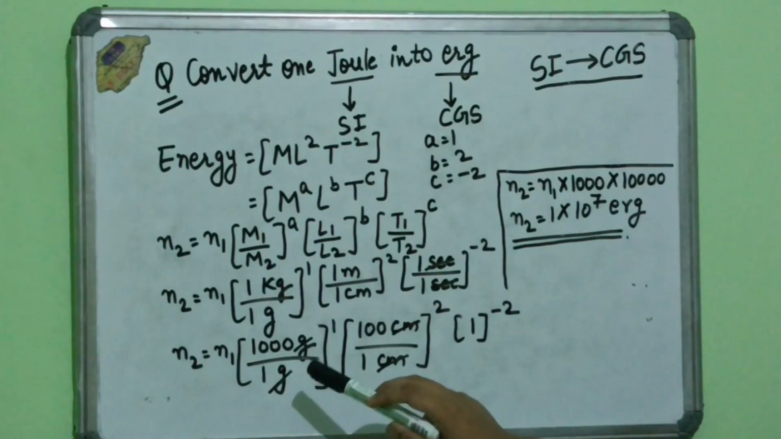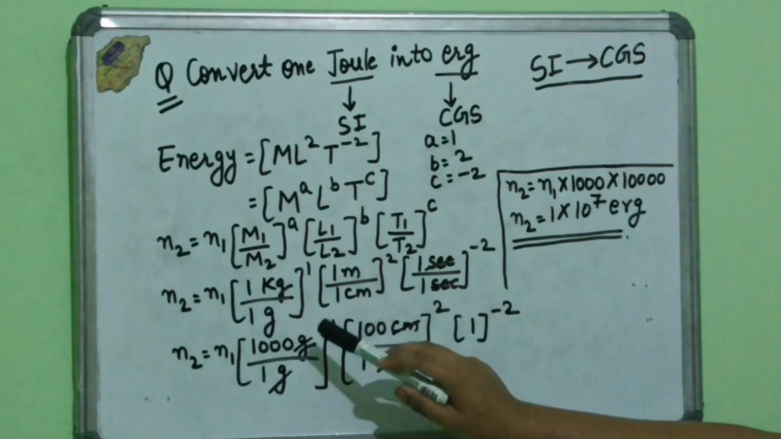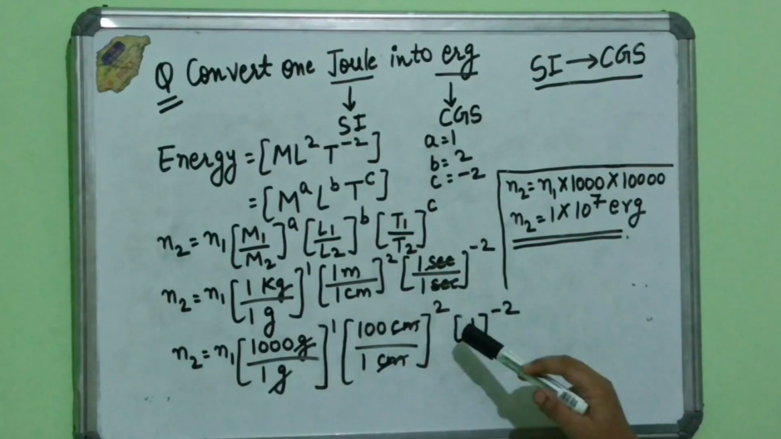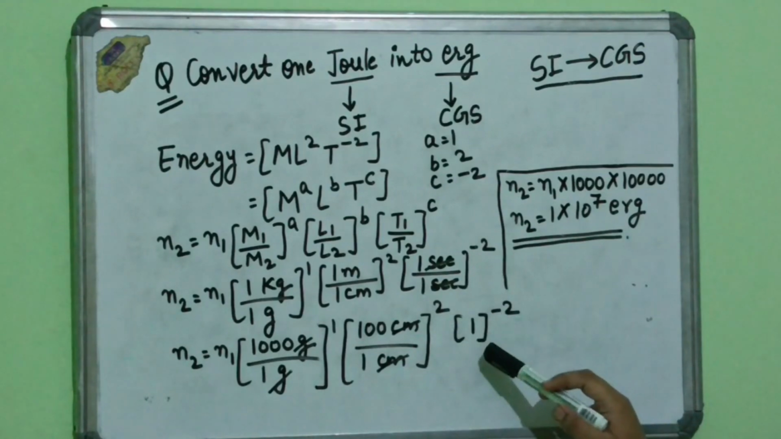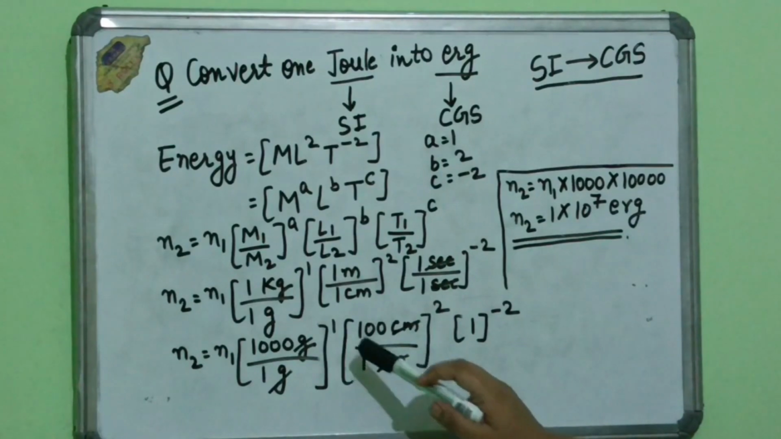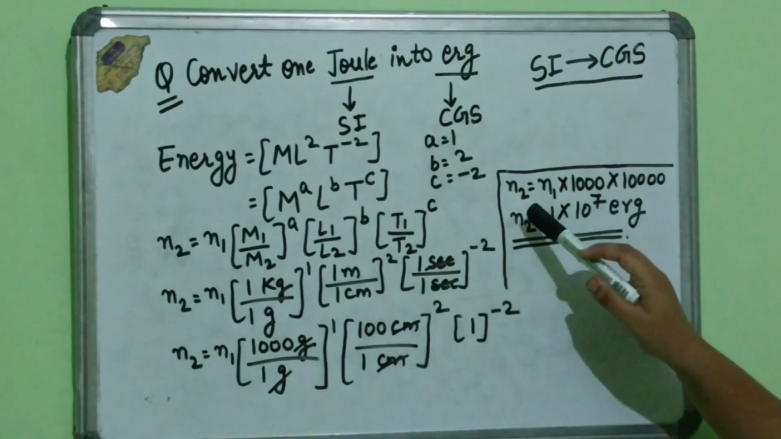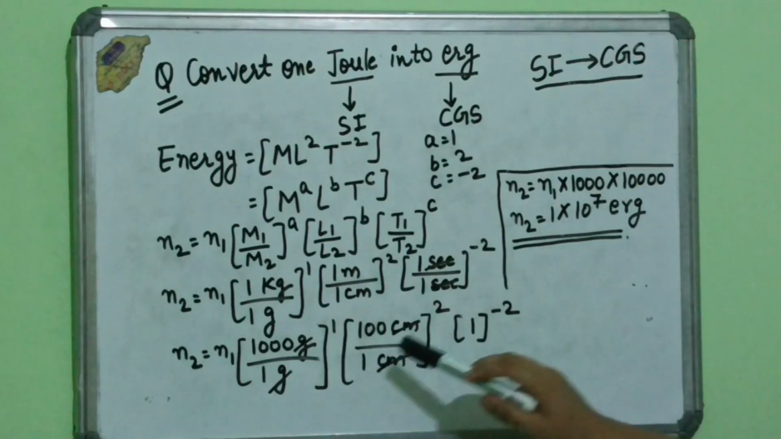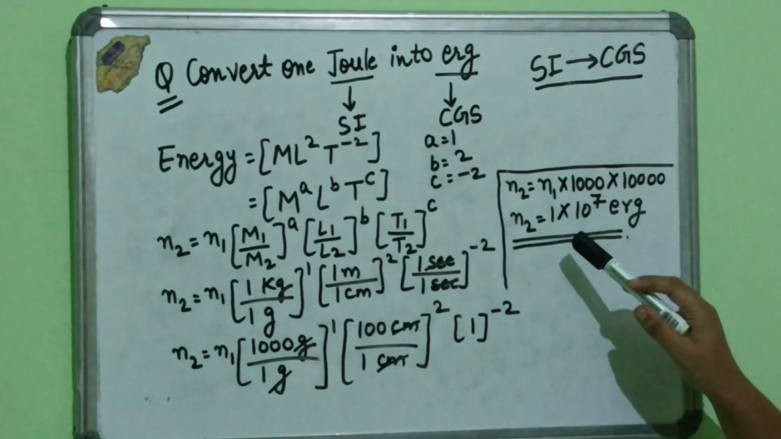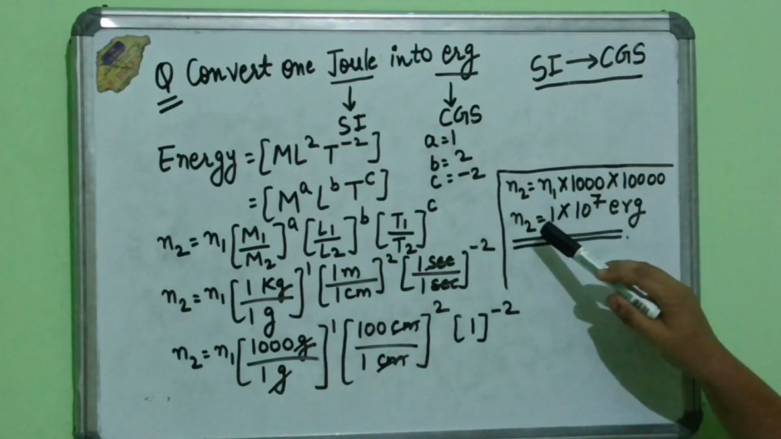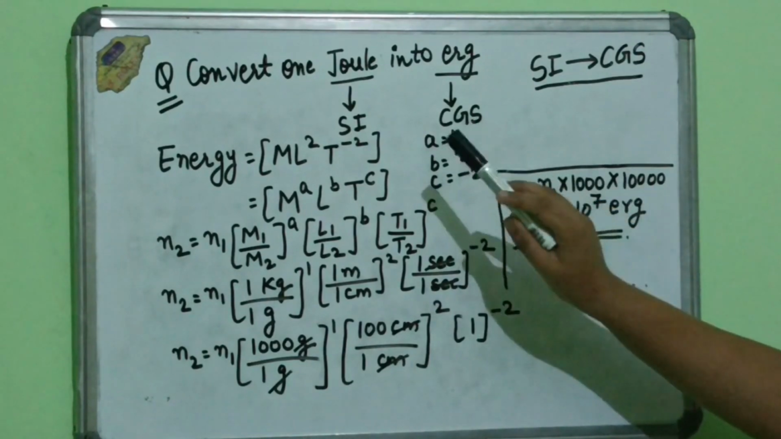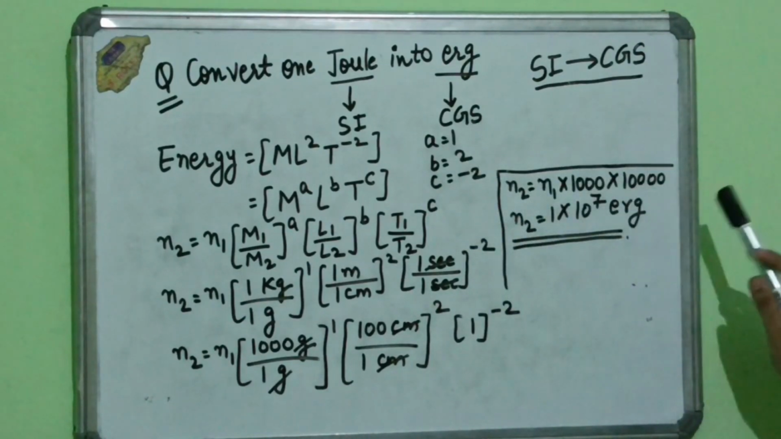So n2 is equal to n1 into 1 kg is equal to 1000 gram upon 1 gram to the power 1, 1 meter is equal to 100 centimeter upon 1 centimeter to the power 2, second gets cancelled, so 1 to the power minus 2. Centimeter gets cancelled, gram gets cancelled, so n2 becomes n1 into 1000 into 10 to the power 4. The value of n1 is given in the question, which is 1. So n2 is equal to 1 into 10 to the power 7 erg. So 1 joule is converted into 10 to the power 7 erg.